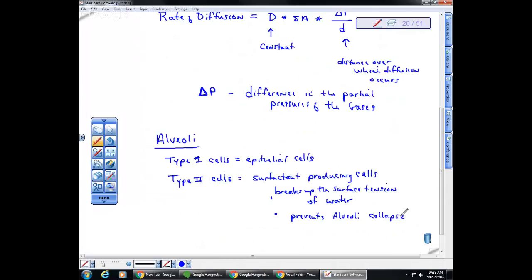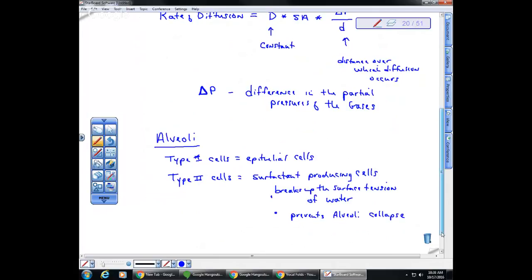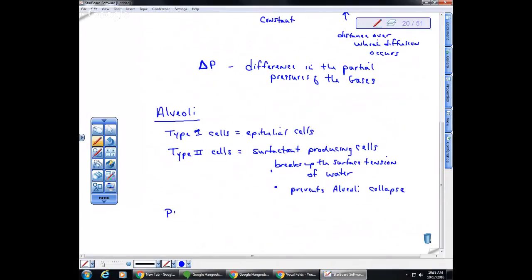Because water will adhere to other water molecules, and that could actually cause that really thin membrane to collapse, and then with diffusion, there would be less surface area and diffusion would slow down, okay? This is a big problem, particularly in premature babies. So premature babies, oftentimes they say, oh, their lungs were not mature or weren't ready to breathe oxygen.